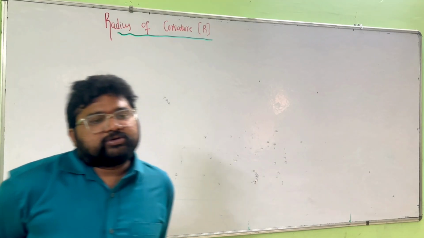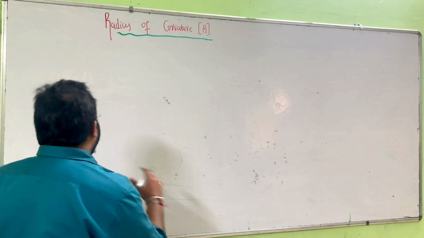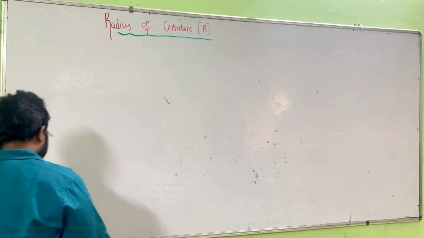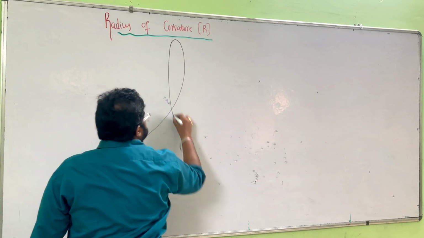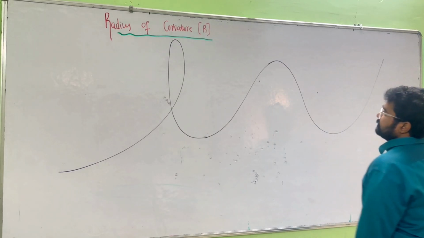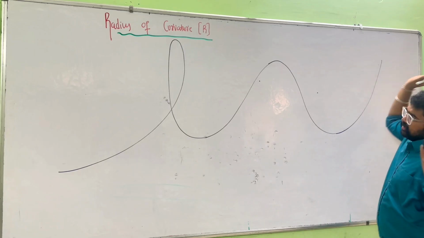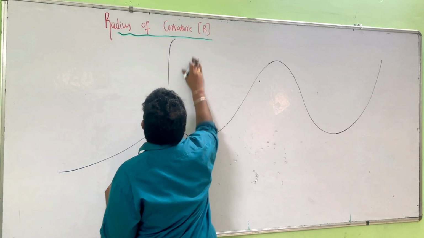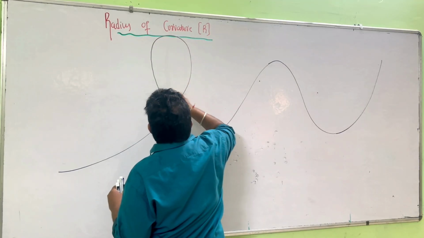Now we need to talk about radius of curvature. What is the radius of curvature, and how do we calculate it? We can take one arc like this, going like this. Draw a random arc from here to here. So how to calculate the radius of curvature?